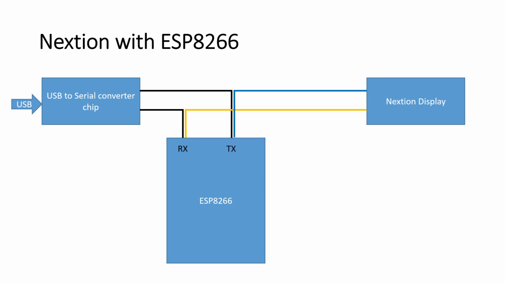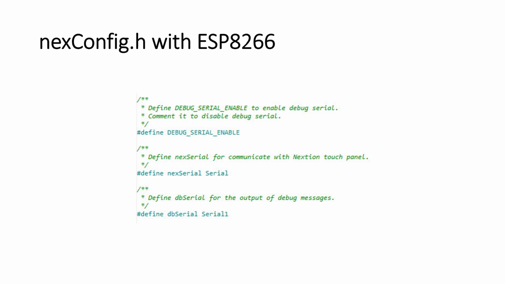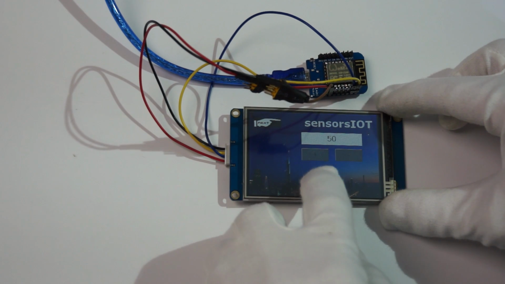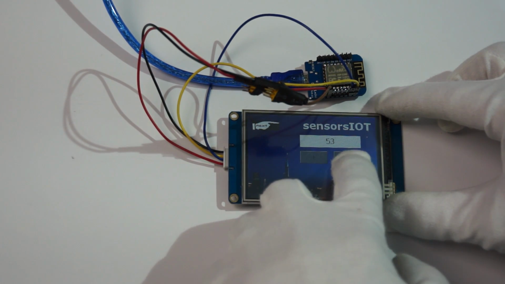The basic setup is the same as with the Arduino UNO. We connect the Nextion to serial. For the debug connection, we use serial 1. The TX1 pin is either GPIO2 on the ESP12 modules or D4 on the NodeMCU boards. And again, we have to disconnect the Nextion display during upload. The nexConfig.h file looks like this. We keep the define debug serial enable and set the next serial to serial. The DB serial is now set to serial 1. Using this method, we can now use the Nextion displays on all our Arduinos and also on the ESP8266.